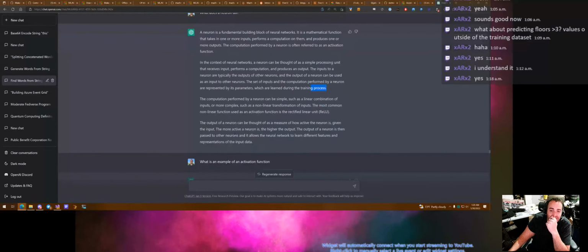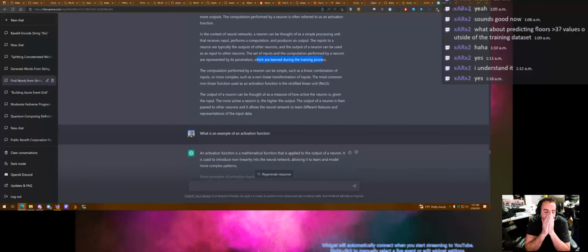So I'm like, okay, the inputs of the computation are represented by its parameters. Sure, that makes total sense. And then the parameters are learned during the training process. So I'm sitting there thinking, okay, the neuron takes inputs that are called parameters and then uses them for computation of the neuron with the activation function. Okay, got it. But now where do parameters come from? They're learned in the training process. Well, how exactly are they learned?